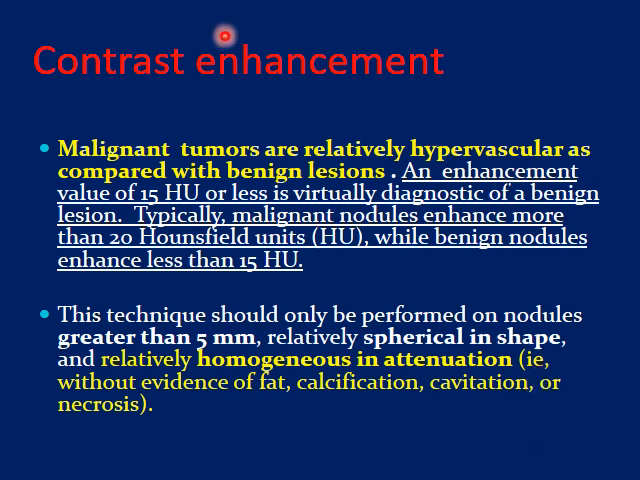An enhancement value of 15 Hounsfield units or less is virtually diagnostic of a benign lesion. Typically, malignant nodules enhance more than 20 Hounsfield units, while benign, as I've told you, less than 15. Some people use these criteria.